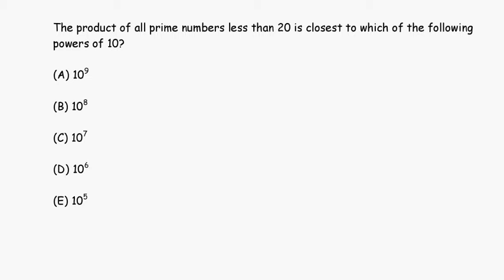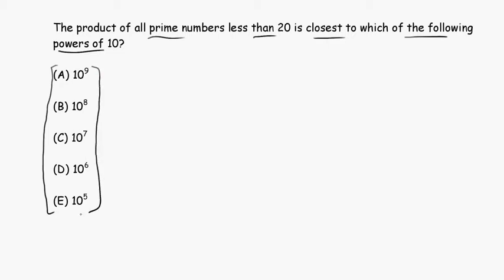So, the product of all prime numbers less than 20 is closest to which of the following powers of 10? Well, first of all, my students would know to definitely look at the answer choices to understand that what they're really asking for is how many tens are going to be in this product. We have to write out all the prime numbers less than 20, which is not that many, not a big deal. We have 2 and 3 and 5 and 7 and 11 and 13 and 17 and 19.